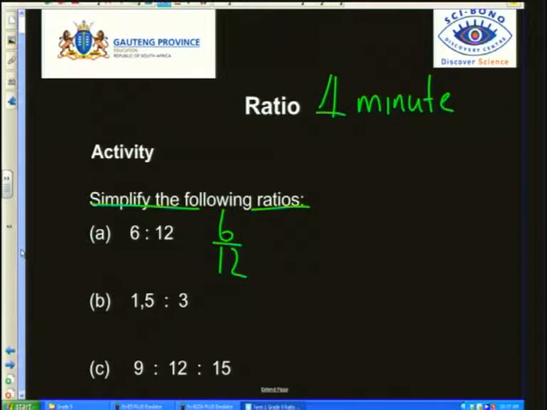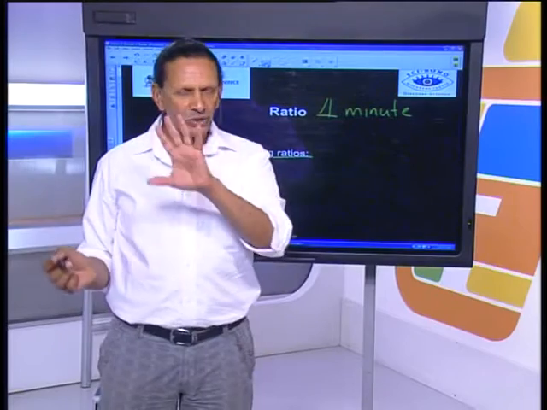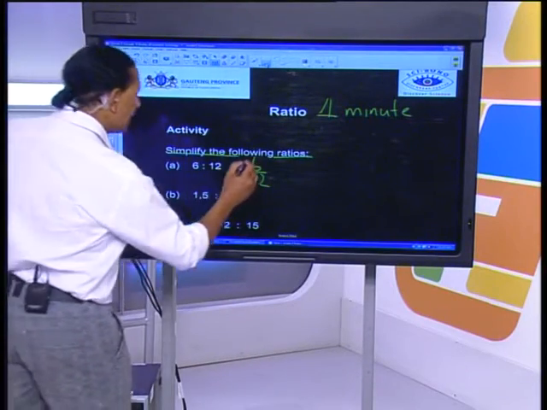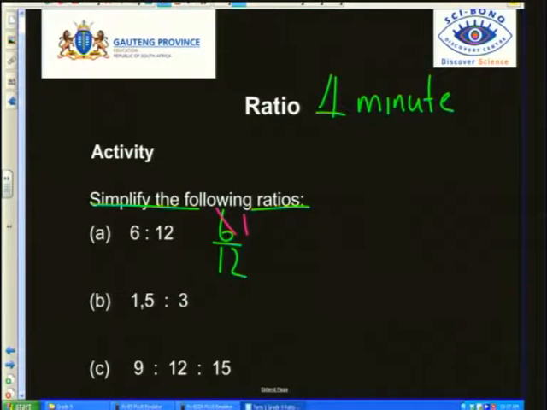So I advise you guys to look for something in common, a common factor. What can divide into 6 and into 12 without a remainder? And I would say 6. So I would say 6 into itself once, into 12 twice. So I get the fraction a half. So therefore, the answer is then 1 is to 2. Right, so there I've simplified.